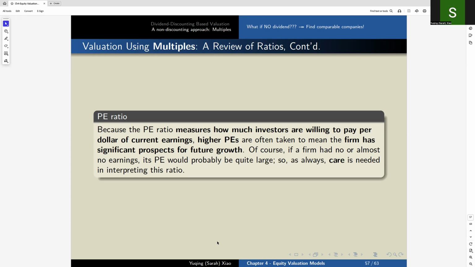For example, a company that barely breaks even might show a huge PE ratio. But that doesn't necessarily mean investors expect growth. So always interpret PE in context. We need to look at industry peers, the company's history, and the broader market.